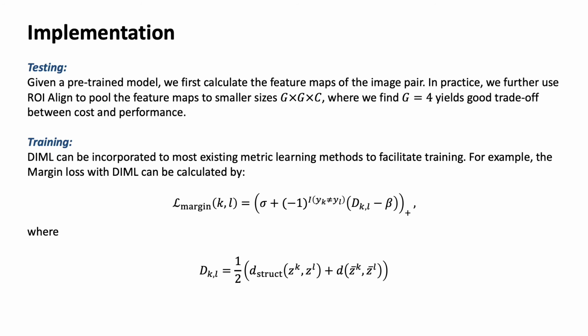We can further reduce the computational costs by using ROI align to pool the feature maps to smaller sizes. We use H equals W equals G and find G equals 4 can achieve a good trade-off between cost and performance. We can also combine DIML and existing metric learning methods to facilitate training by simply replacing the original Euclidean distance with the average of the Euclidean distance and the structural distance.